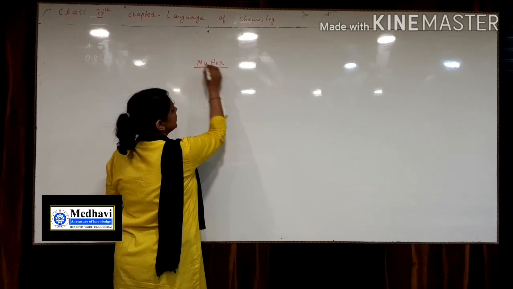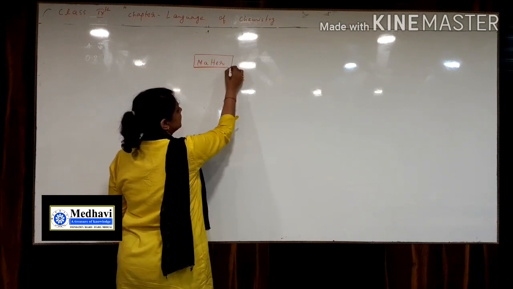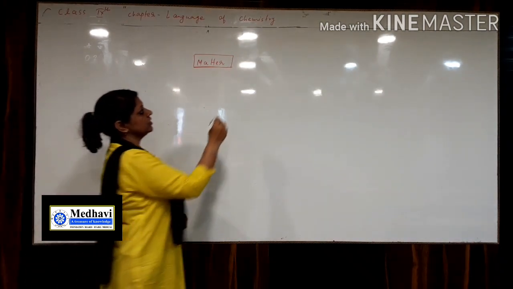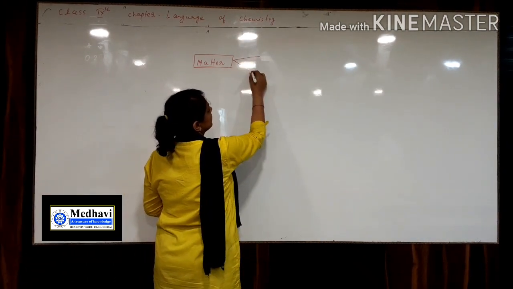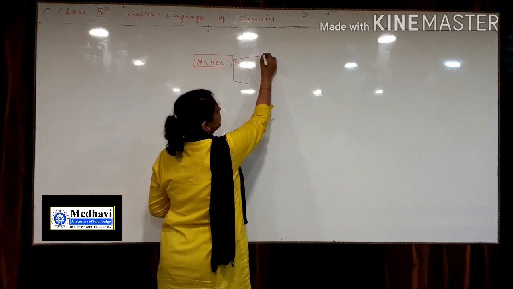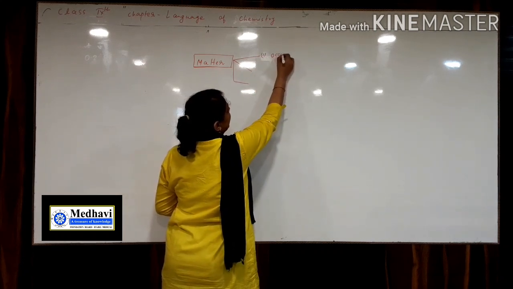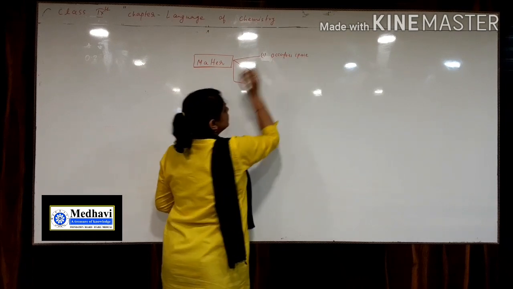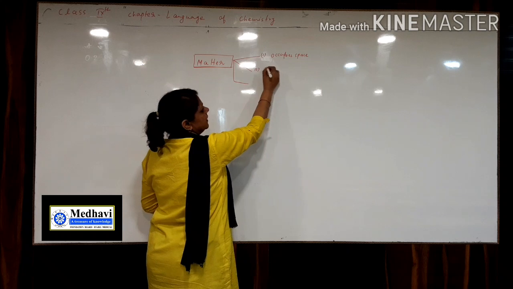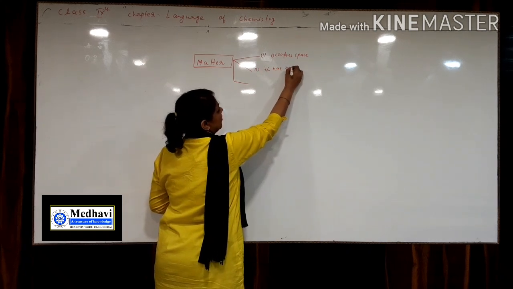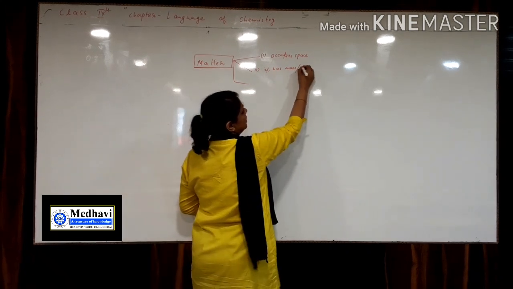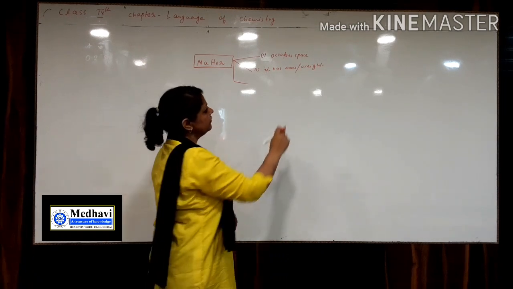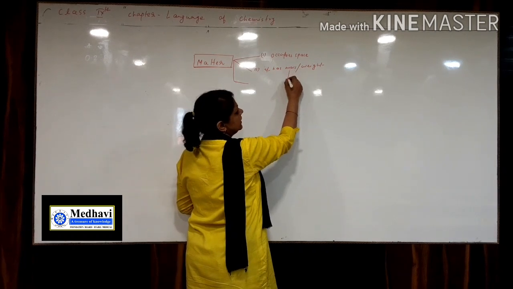a substance can behave as a matter if it satisfies three conditions. First, it occupies space. Second, it has mass or weight. Here don't get confused. Mass means quantity of matter.